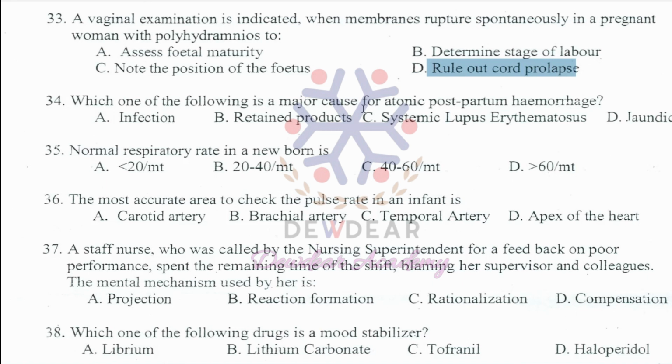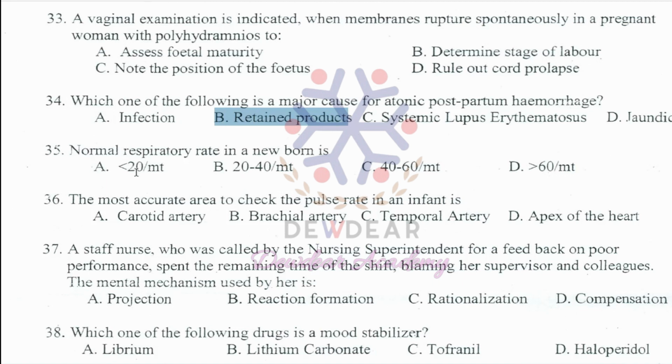Then question number 34. Which one of the following is a major cause for atonic postpartum hemorrhage? Options are infection, retained products, systemic lupus erythematosus, jaundice. The correct answer is option B, retained products. Retained products is a major cause for atonic postpartum hemorrhage.